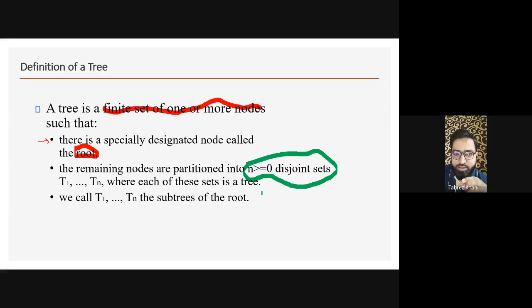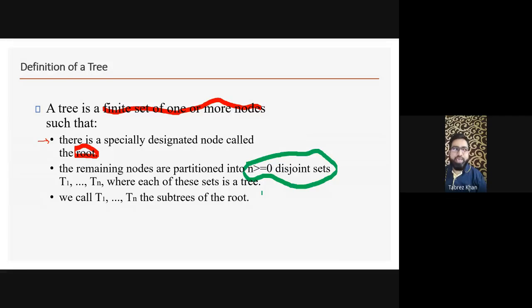These sets are termed T1, T2, T3, T4, and so on up to Tn. Why Tn? Because there are n number of sets. Okay. So n number of sets, and they are designated as T1, T2, T3 up to Tn, where each of these sets is a tree in turn. I repeat, where each of these sets is a tree in turn.